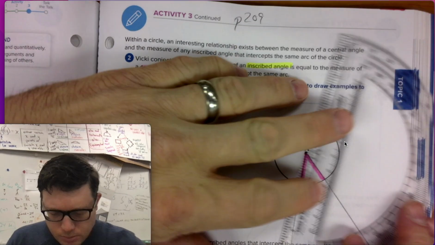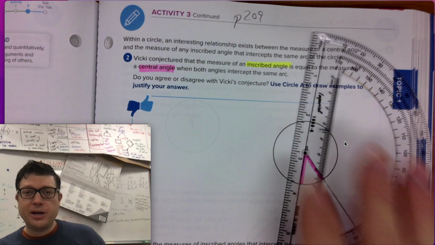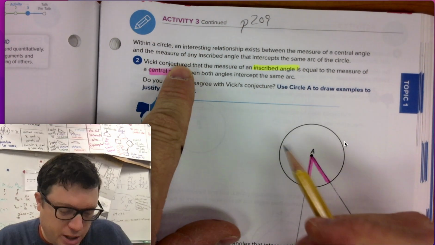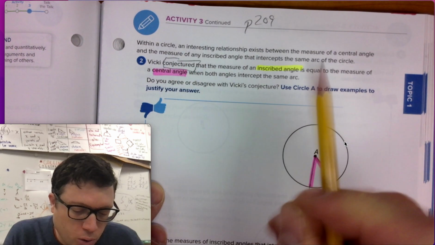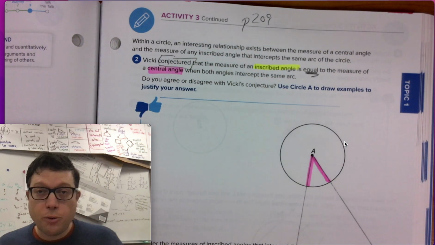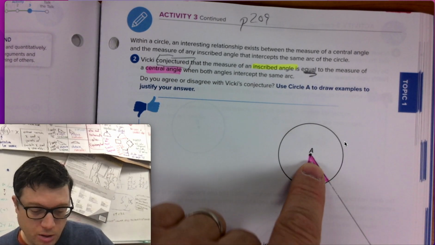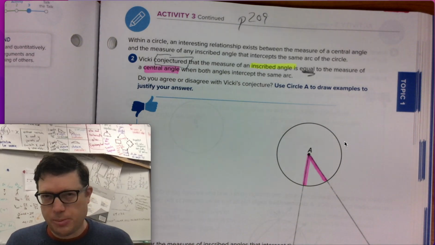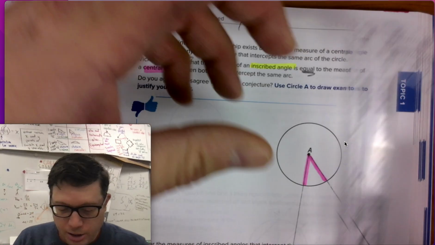Measure the angle. If Vicky said that they're the same, equal, I should read it again. Vicky conjectured, that means made up a rule, that the measure of an inscribed angle is equal. We're looking for equality between this angle and the inscribed. So we'll do this in a couple of stages. I'm going to measure the central angle.